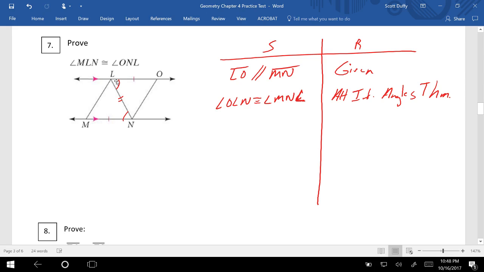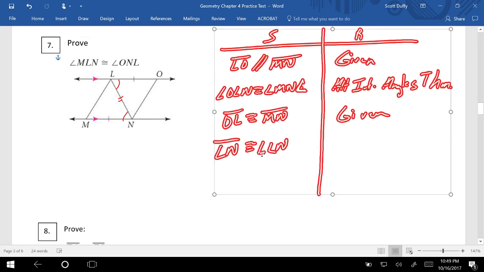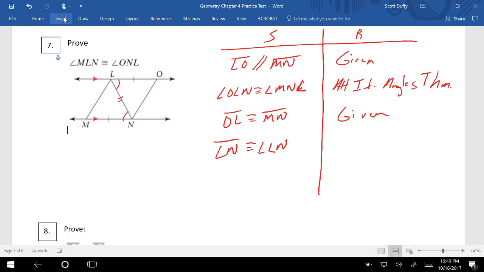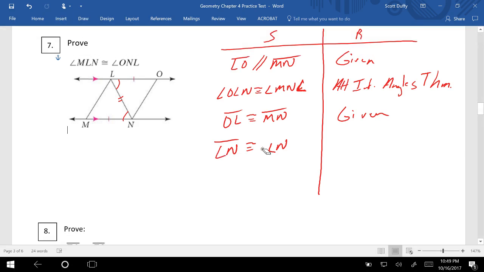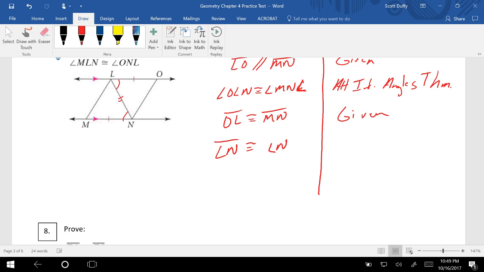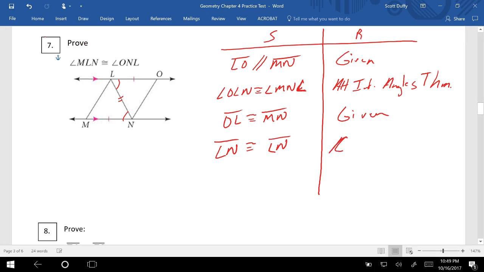Then I said that OL is congruent to MN because it's given. And then LN equals LN, because of the reflexive property. And I shouldn't have drawn an angle.